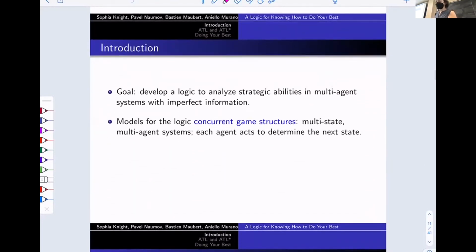So we call these models concurrent game structures. This robot card example is a concurrent game structure. It means a multi-state, multi-agent system. And at each state, every agent chooses an action which updates the system to the next state. So this is a little bit different than like turn-based games, where at each state, one agent chooses an action, and then later on a different agent gets to choose. Instead, we say at every step, everybody takes an action.